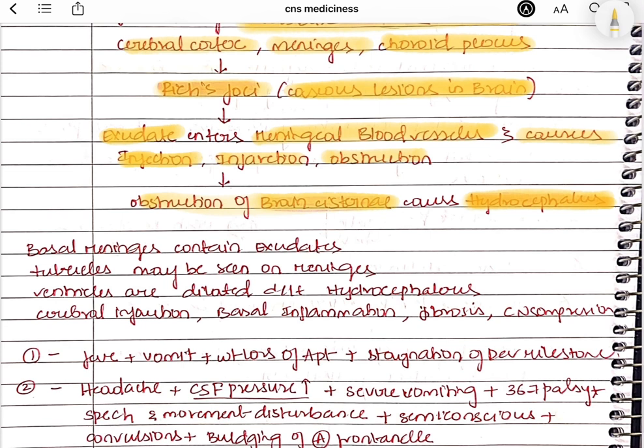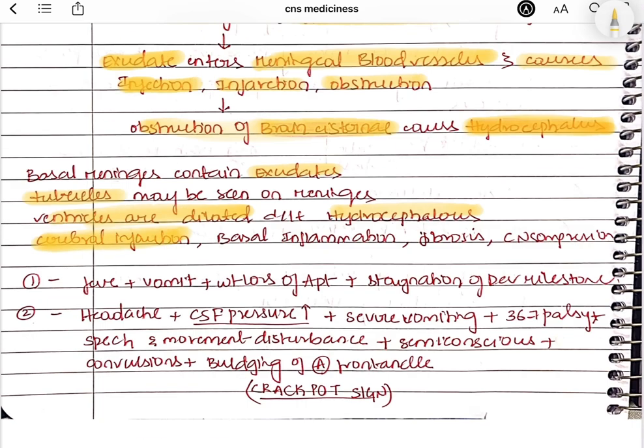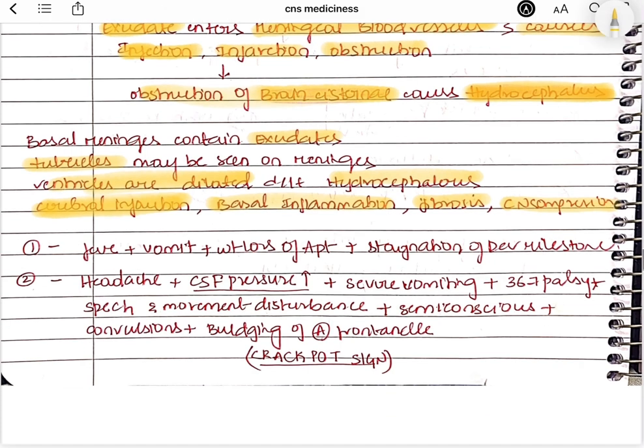In the basal meninges, you can see exudates and also tubercles. Ventricles are dilated due to the hydrocephalus. Cerebral ischemia and infarction can be seen. Basal inflammation can be seen because of all the tubercles, exudates and infection. Fibrosis can be seen. Caseous lesions can be seen. Cranial nerve compression can be seen, right?